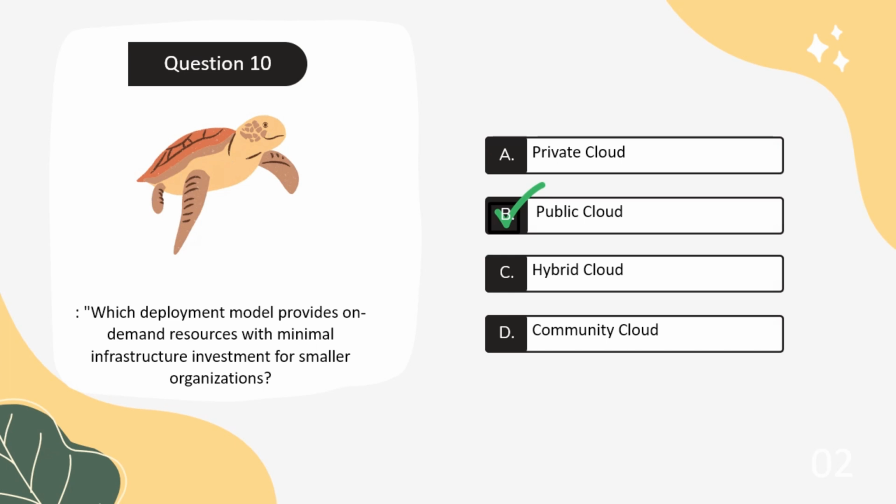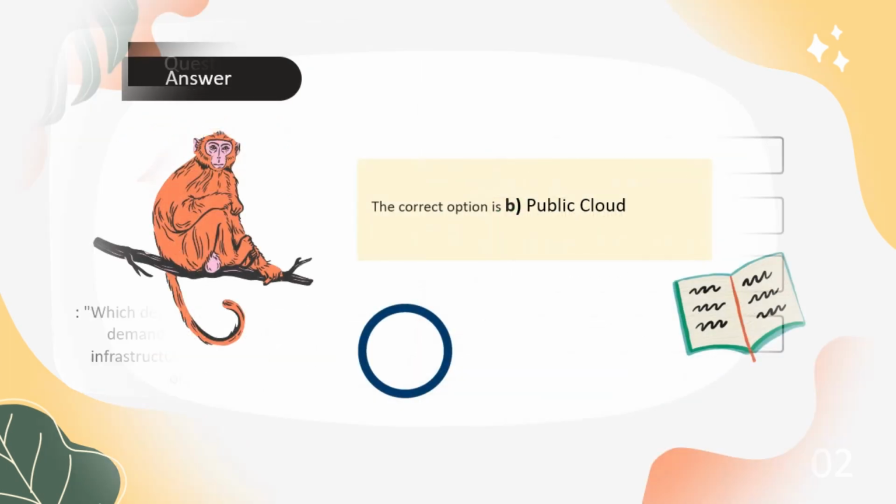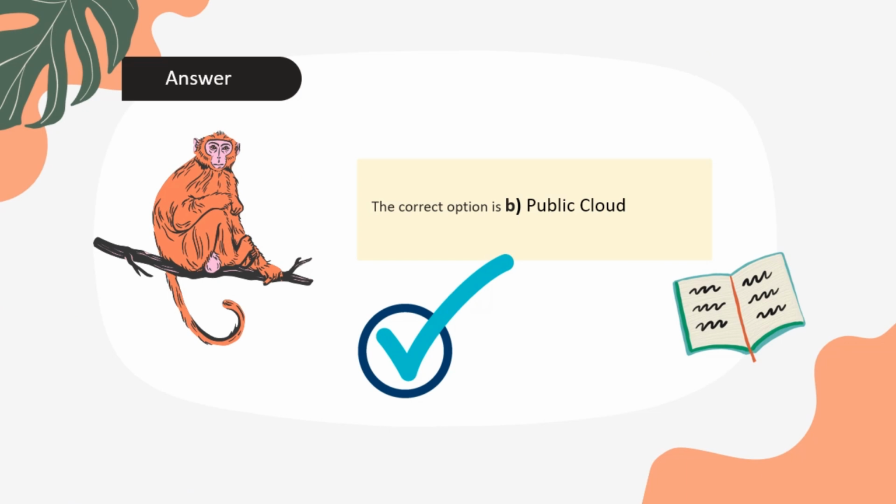And the last question is, which deployment model provides on-demand resources with minimal infrastructure investment for a smaller organization? First option is private cloud, second is public cloud, third is hybrid cloud, and the last option community cloud. So the correct option is B, public cloud.